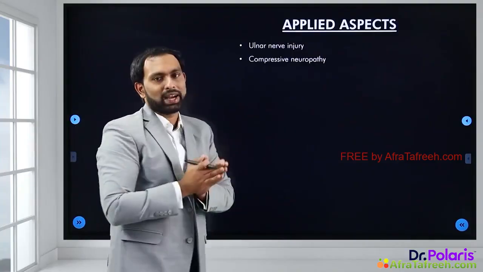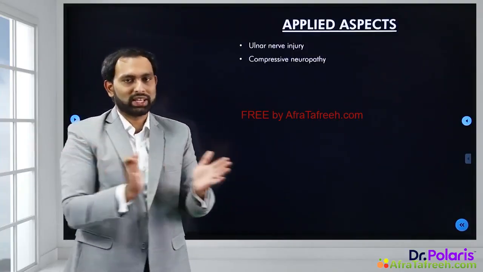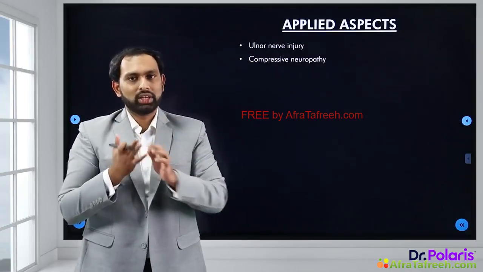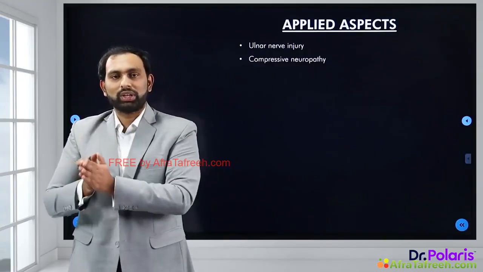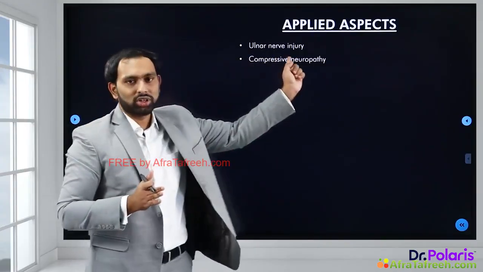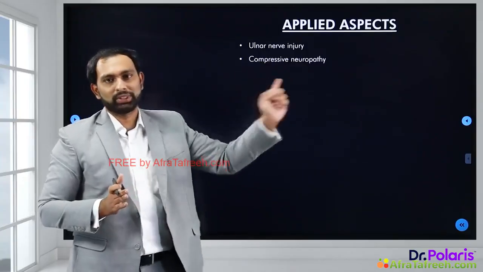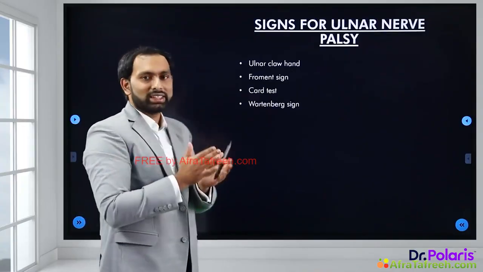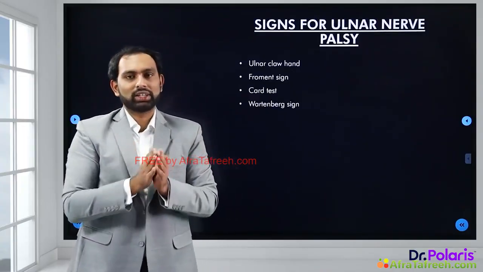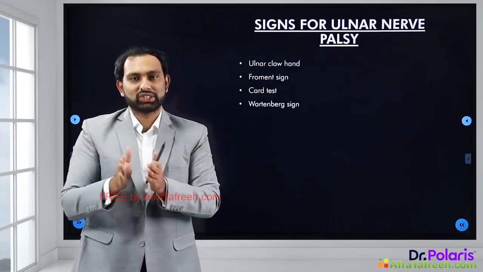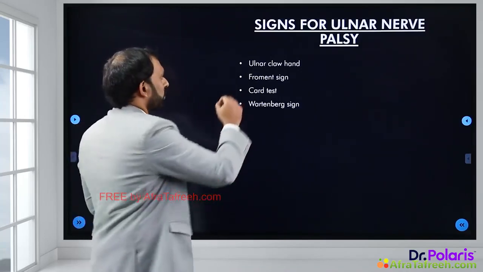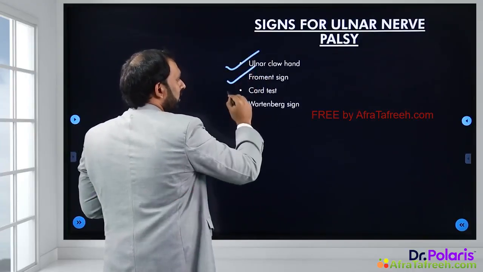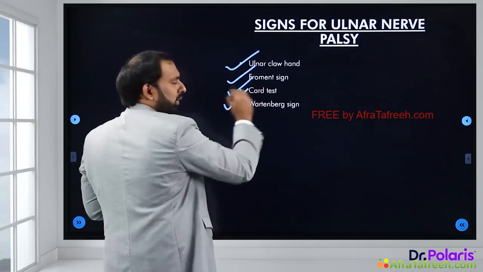Now coming to the applied aspects, we've understood the whole course of the ulnar nerve from the brachial plexus all the way up to the fingers. Now let's understand what happens when an ulnar nerve is either injured or there is a compressive neuropathy of the ulnar nerve. To understand the ulnar nerve palsies, we have to understand the tests that are performed for each ulnar nerve palsy. So these tests include an ulnar claw hand, Froment sign, book test, and a Wartenberg sign.